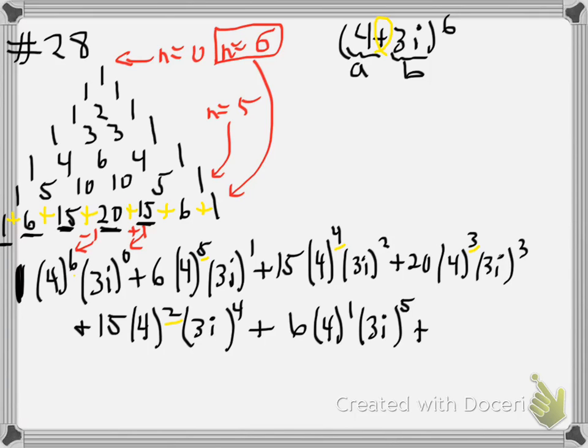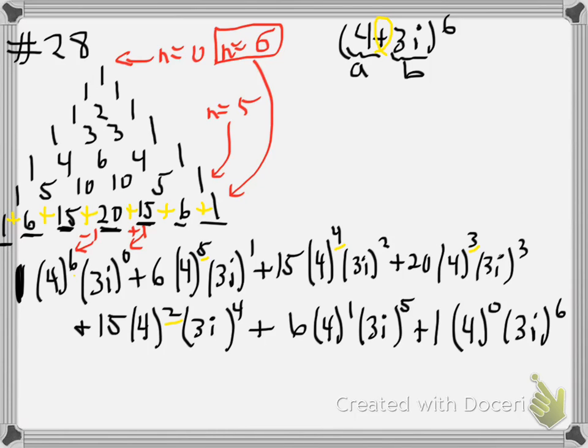And the last one is plus 1. So we've got those. We're doing that last one there. And we're going 4 to the 0, 3i to the 6th. Make sure you understand that pattern. You need to pause it and just think about it.